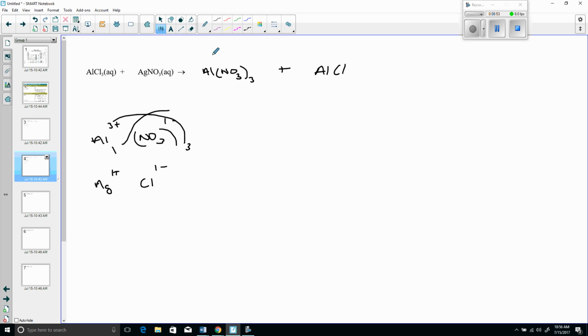Uh-oh. Oh, I'm sorry, I put the wrong element there. Better correct that before I get a comment. I thought that looked weird when I wrote it. All right, sorry about that. So we have 1 aluminum, 1 silver, 1 silver, but we have 3 nitrates and 1 chlorine. So we need to fix that by placing a 3 right there, and I believe we have solved our issue.